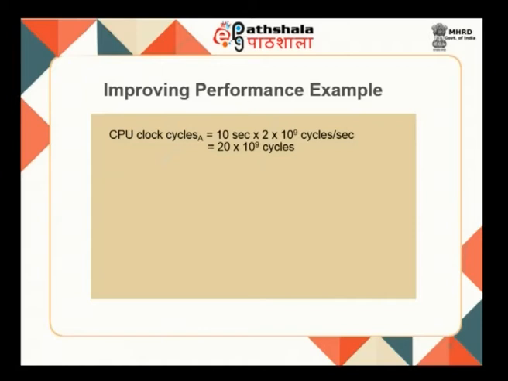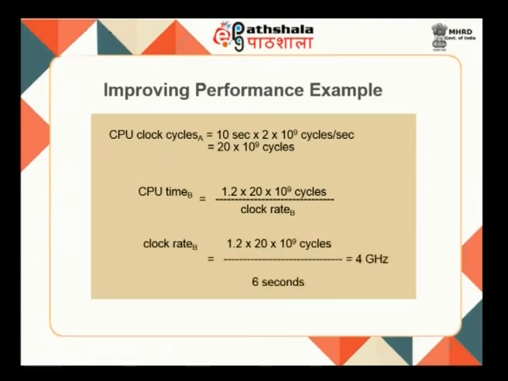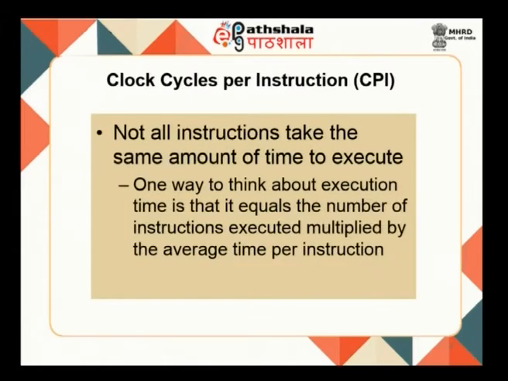If you do the calculations here, you find that the total number of CPU clock cycles that processor A requires is 10 seconds into 2 into 10 power 9, which works out to 20 into 10 power 9 cycles. Now, the CPU time for B, if you calculate using the same cycles multiplied by 1.2, is indicated here, and based on that, if you try to find out the clock rate, you find that the second processor should run at a clock rate of 4 gigahertz if you want to finish the earlier program a little earlier.